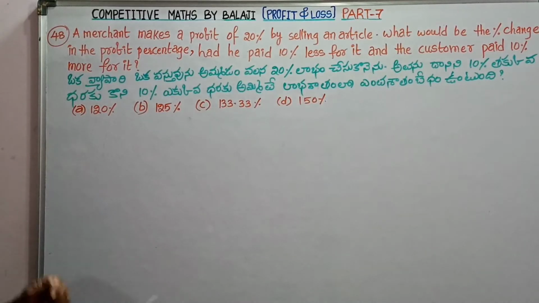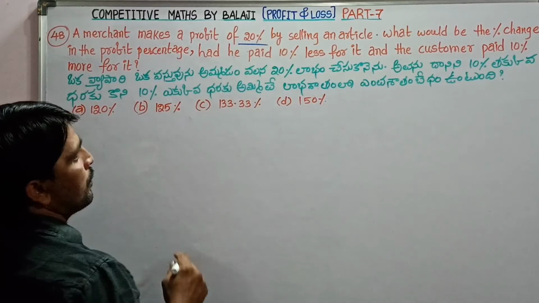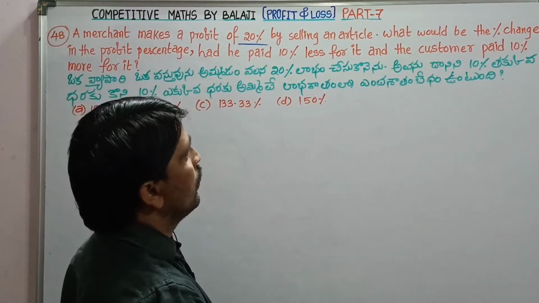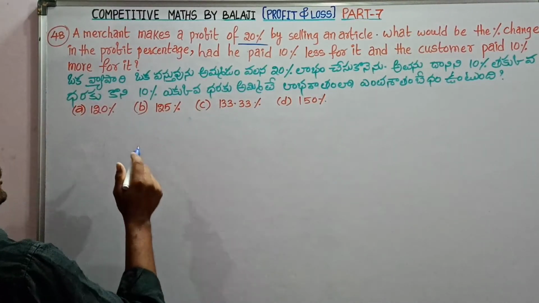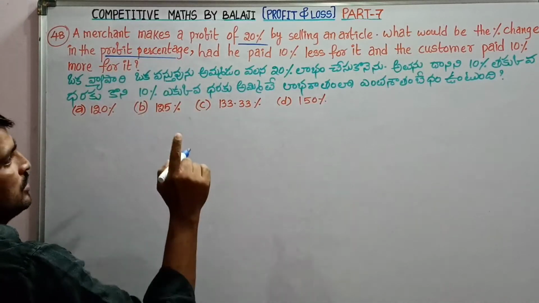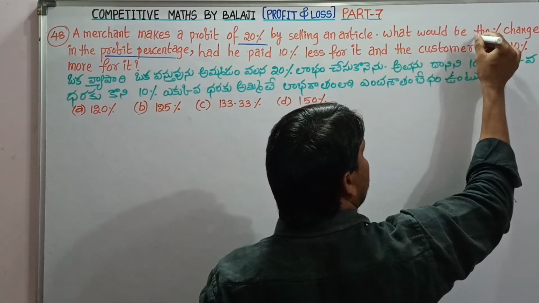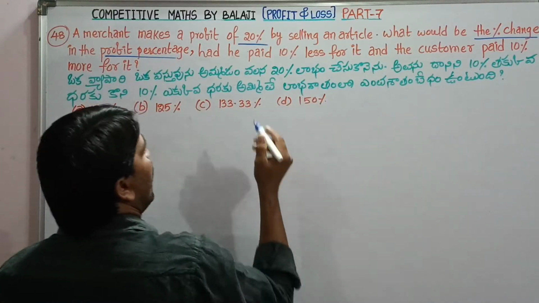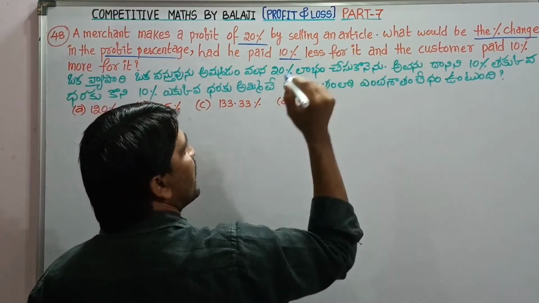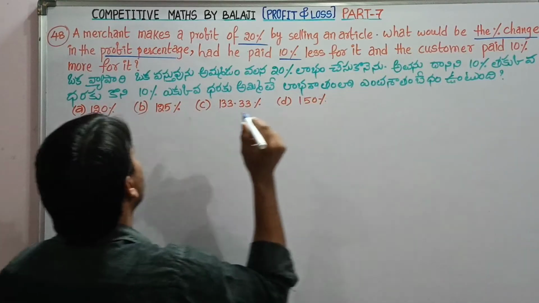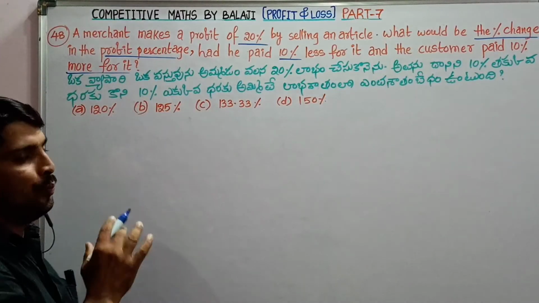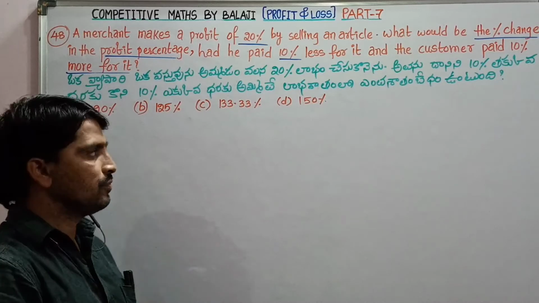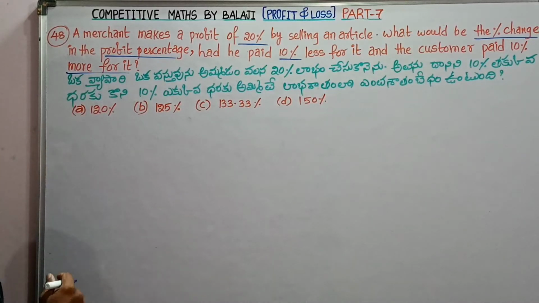Question number 48. A merchant makes a profit of 20% by selling an article. What would be the percentage change in the profit percentage had he paid 10% less for it and the customer paid 10% more for it? Wow, good quality question. Okay, very important, most important question.